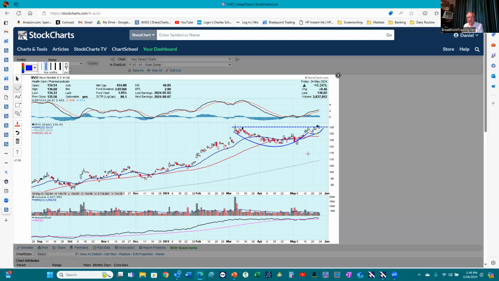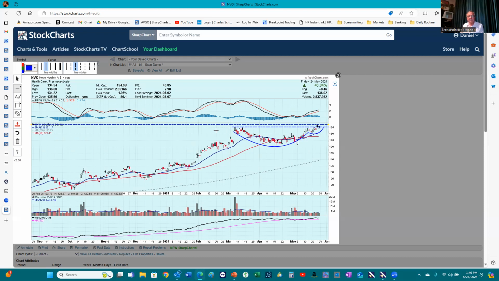And why technical analysis in general works is just a visual representation of market psychology. So that's a very cool thing to watch. I mean, if you wanted to get into Novo Nordisk, and I actually might do this now that I'm looking at this, what I would do, or actually what I will do, is this high right here.